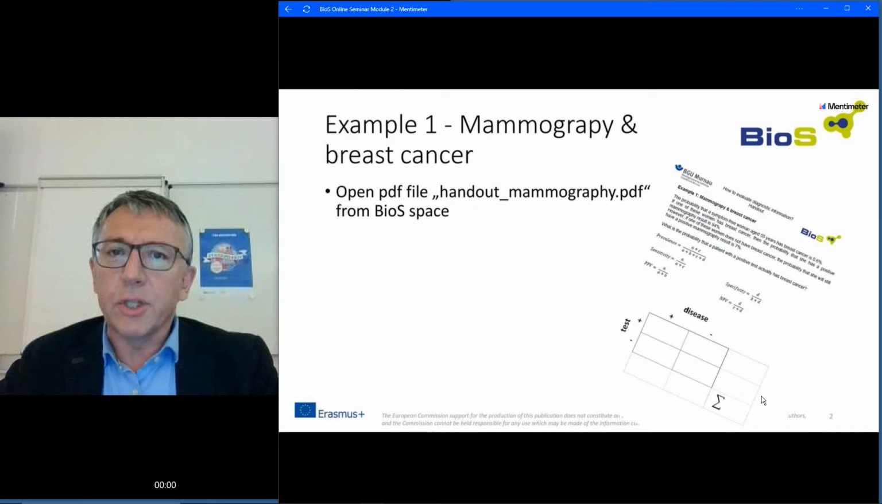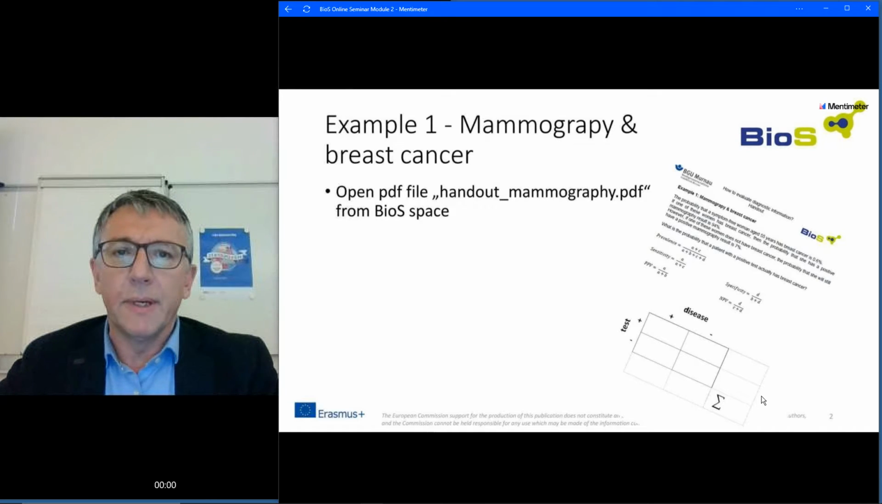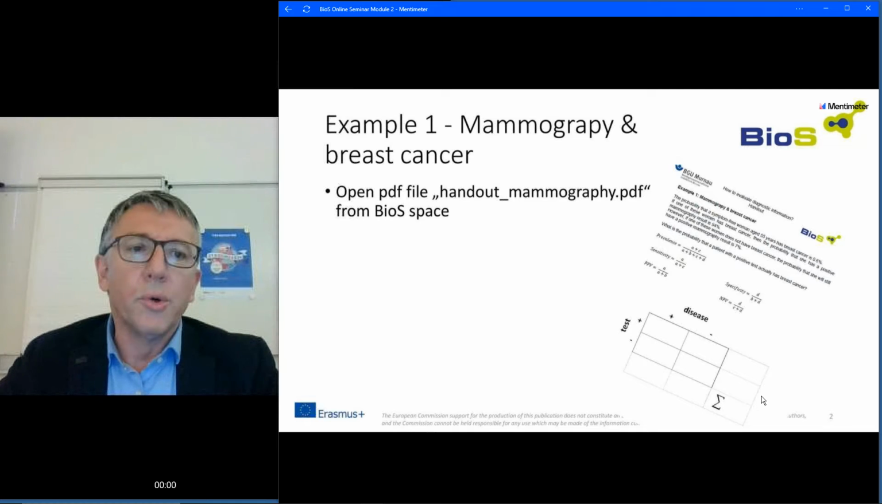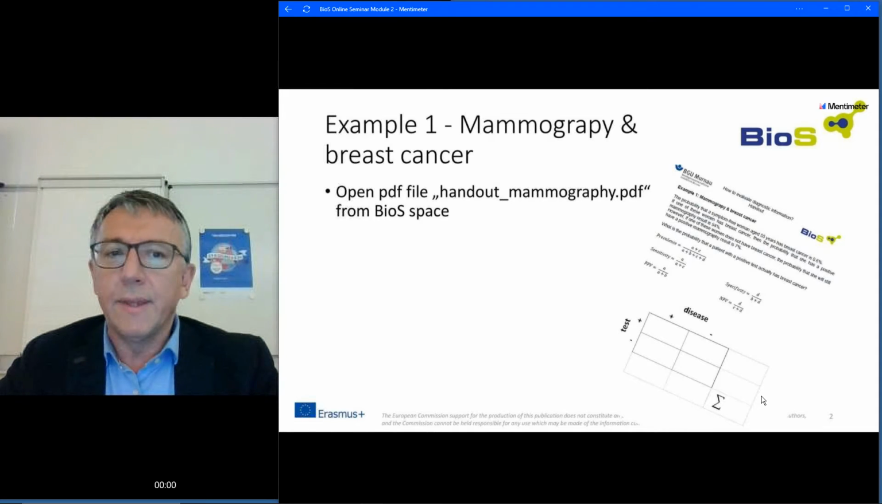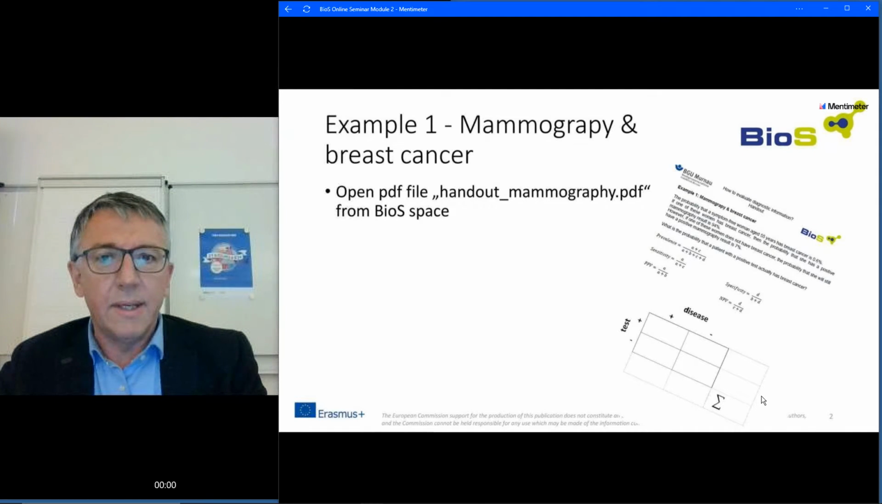So now, as an introduction, we had the example of the breast cancer diagnosis using mammography. We want to go through this example to calculate the positive and negative predictive values for this test. And as we have seen in the overview, many of you thought that the positive predictive value, so the probability of having the disease after the test is positive, is much higher than it is in reality.